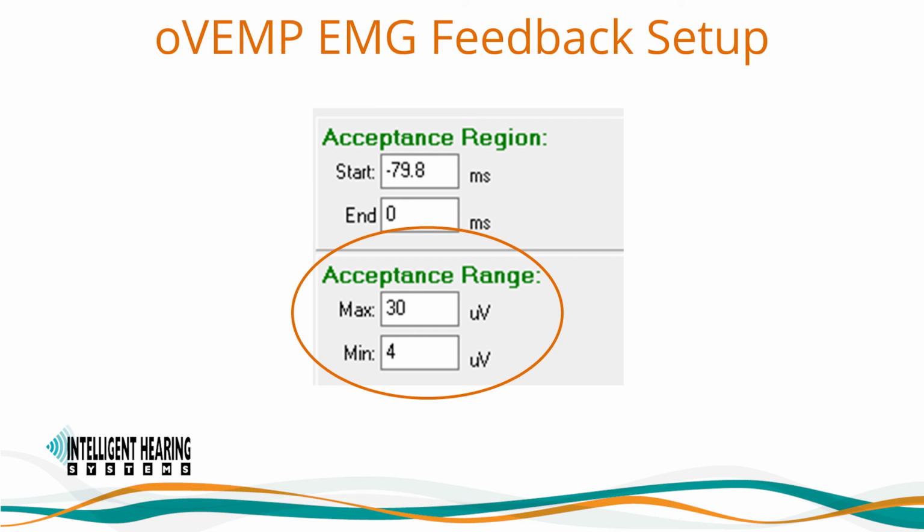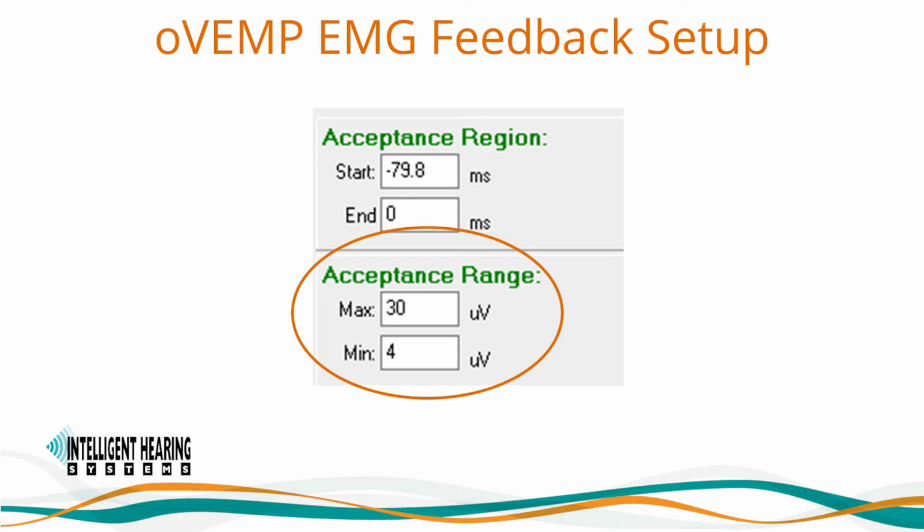Where cVEMP responses range in the hundreds of microvolts, oVEMPs are much smaller responses and average in amplitudes in the 10 microvolt to 30 microvolt range. Thus, it is important that when moving from cVEMPs to oVEMP testing, or vice versa, that you reset the amplitude acceptance range accordingly per test. Ensure that the RMS min and max values are set properly per patient according to their contraction capacity in order to ensure you are not rejecting unnecessarily while making certain adequate muscle activation.